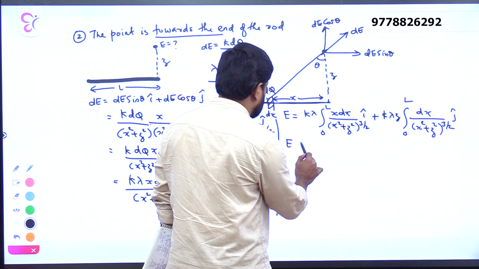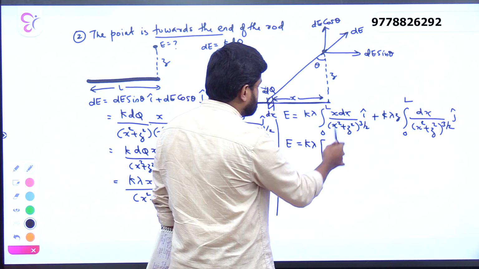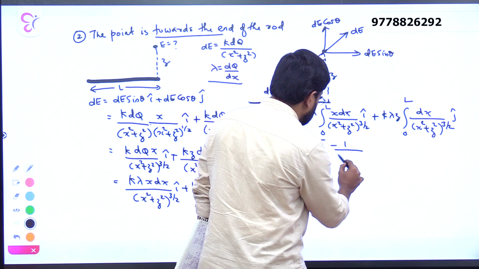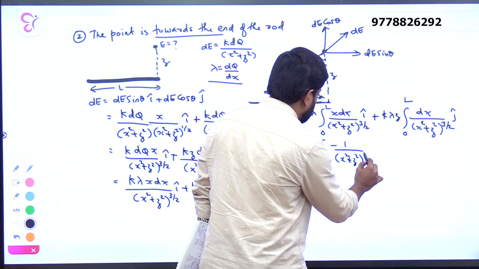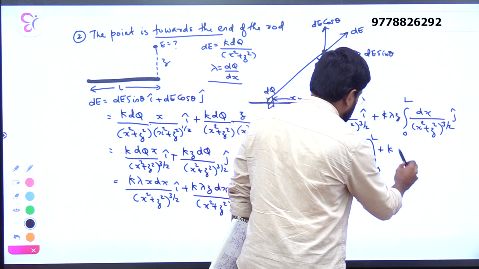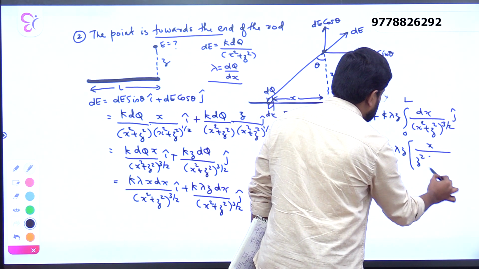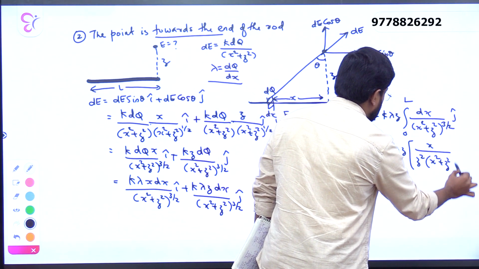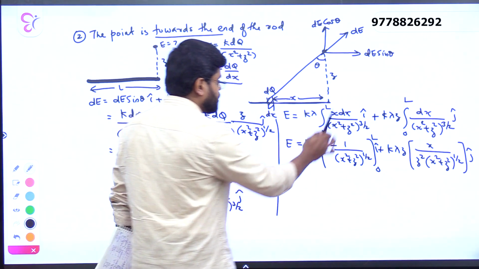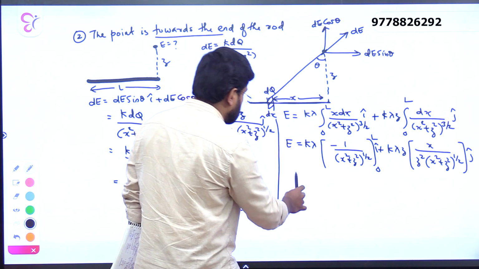So electric field is equal to k lambda into, what is the value? Integral x dx divided by x square plus z square whole power 3 by 2. What is the value? It is minus 1 by x square plus z square whole power 1 by 2, from 0 to L, plus k lambda z into this is x divided by z square into x square plus z square whole power 1 by 2 in j cap direction. Is it clear? So I hope you know the value of these special integrals. So very important. So just substitute the limits.